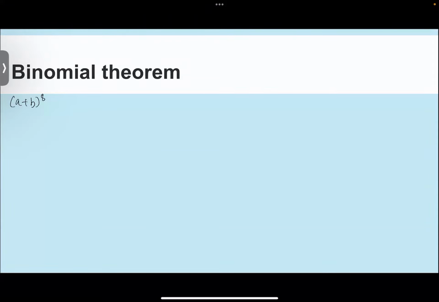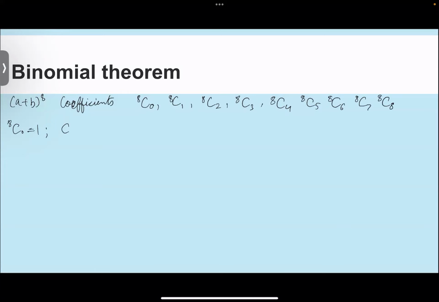So the coefficients for this would be 8C0, 8C1, 8C2, 8C3, 8C4, 8C5, 8C6, 8C7, 8C8. So you'll have 9 coefficients because we have 9 terms. Let's see, the first one will be 1. Then the next one is 8C1. So that will be 8 factorial upon 1 factorial, and then you have 8 minus 1 factorial, so that is 7 factorial. You can again write it as 8 into 7 factorial upon 7 factorial, which equals 8.